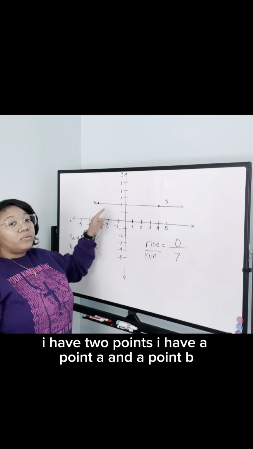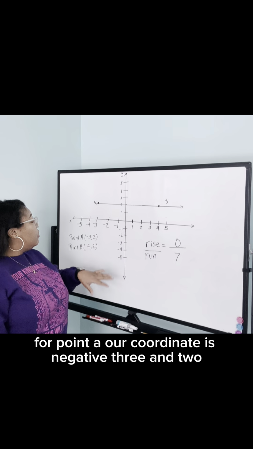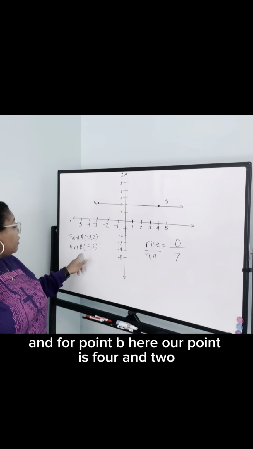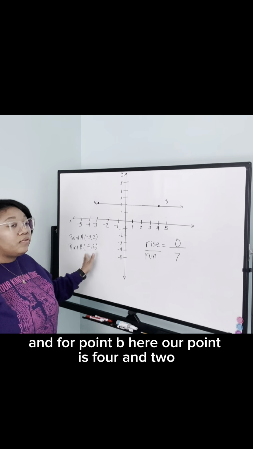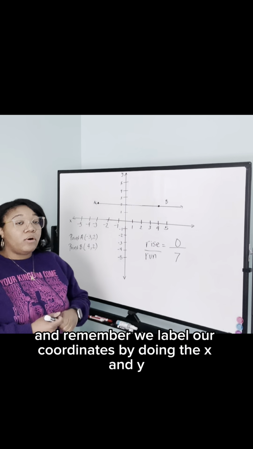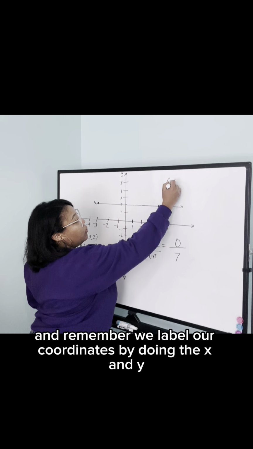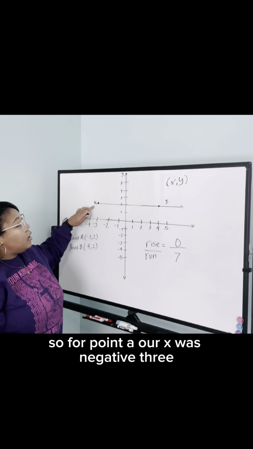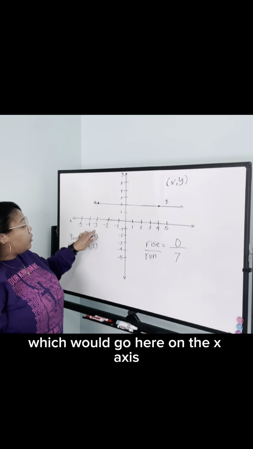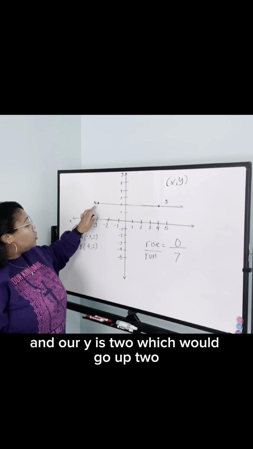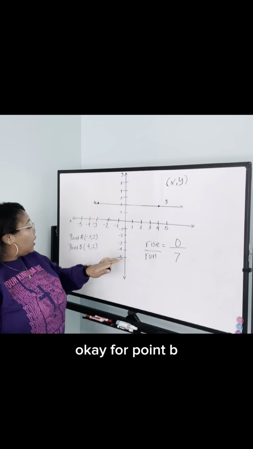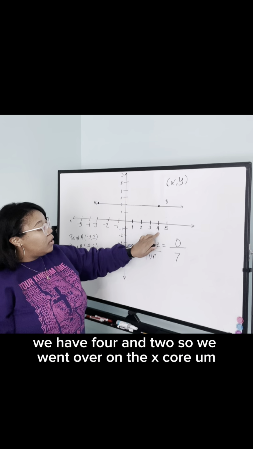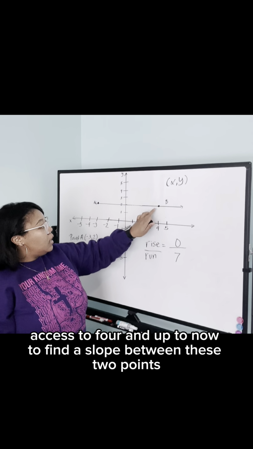So right here I have 2 points. I have a point A and a point B. For point A, our coordinate is -3 and 2. And for point B here, our point is 4 and 2. And remember, we label our coordinates by doing the X and Y. So you always put your X first and then your Y. So for point A, our X was -3, which would go here on the X axis. And our Y is 2, which would go up 2. Okay? For point B, we have 4 and 2. So we went over on the X axis to 4 and up 2.